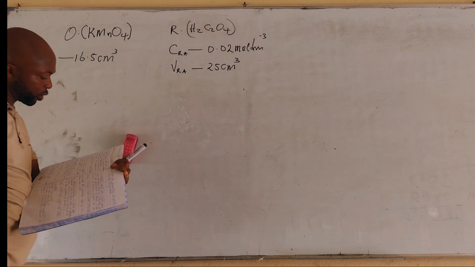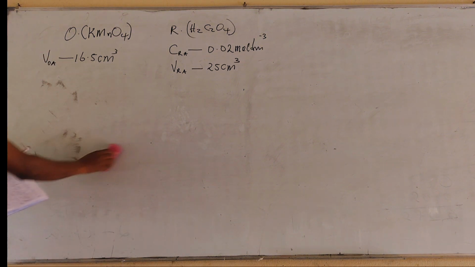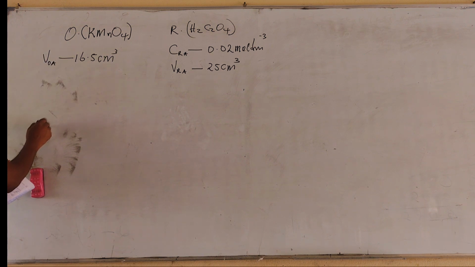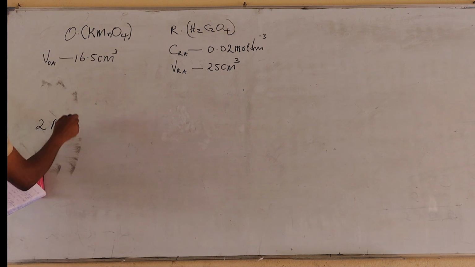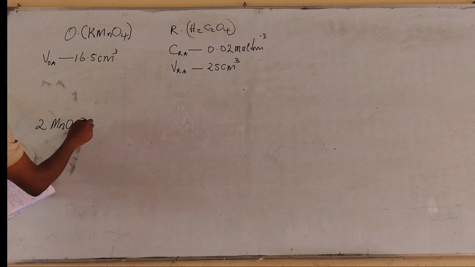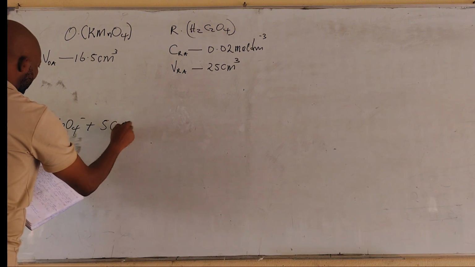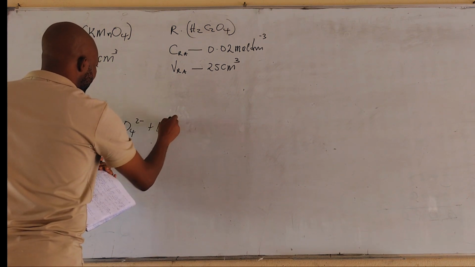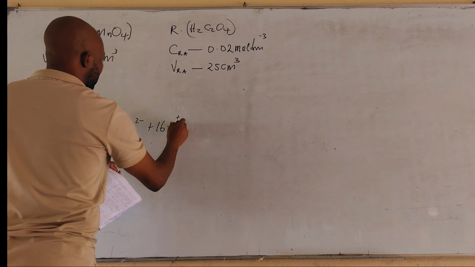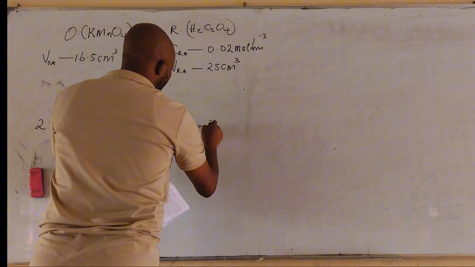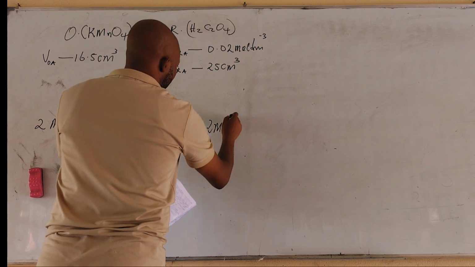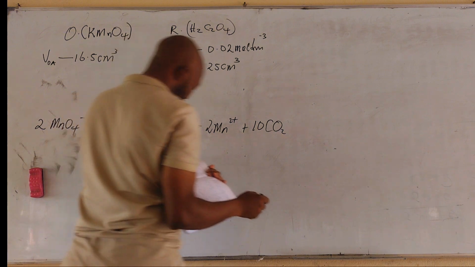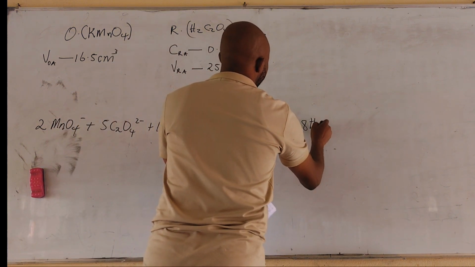For complete oxidation, from the equation of reaction below, alright, they've given us an equation of reaction which we are going to use to know our n, number of moles of another. 2 MnO4 minus plus 5 C2O4 2 minus plus 16 H plus gives us 2 Mn2 plus, 10 CO2 plus 8 H2O.